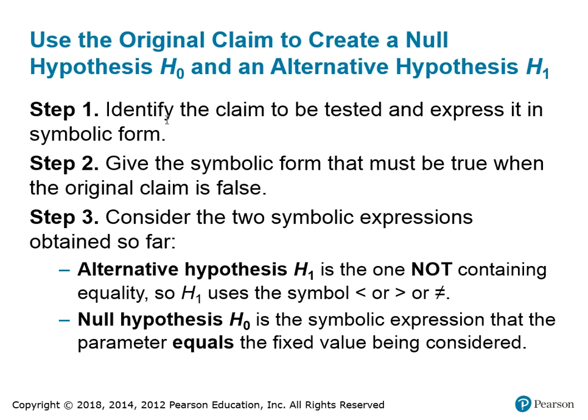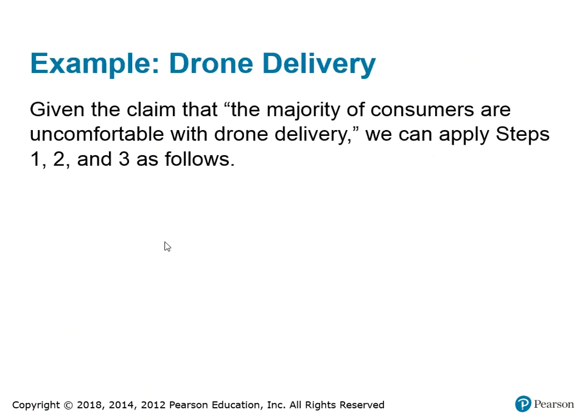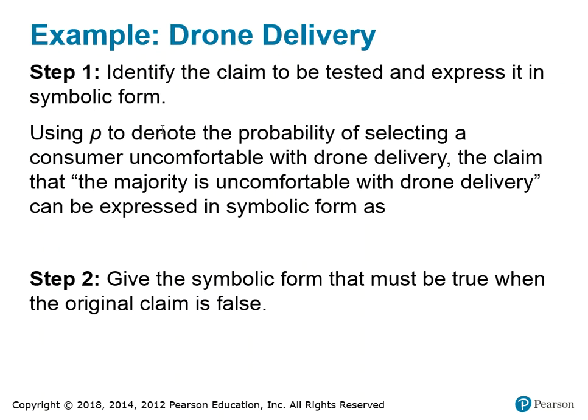So in the steps that were in that chart, we're going to identify the claim to be tested, we're going to give it its symbolic form, and then we're going to write our null and our alternative hypothesis. The example that was given above gave the claim that the majority of consumers are uncomfortable with drone delivery. So identify the claim to be tested and express it in symbolic form.